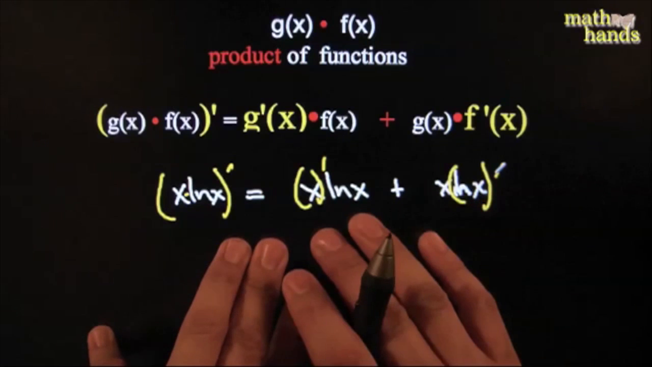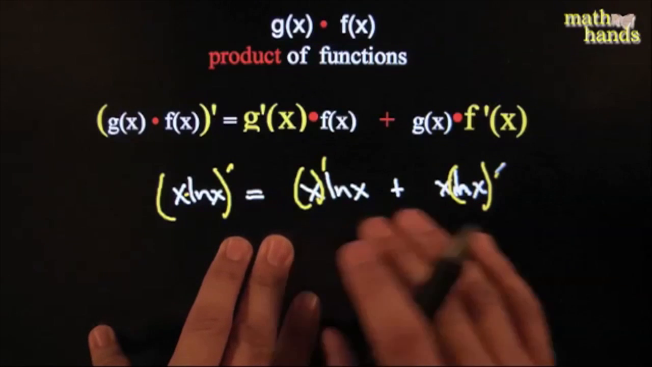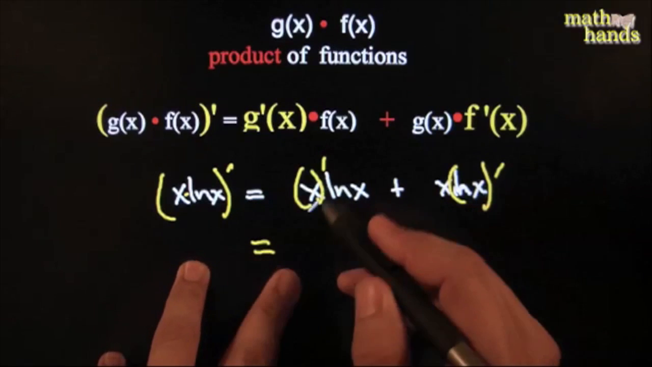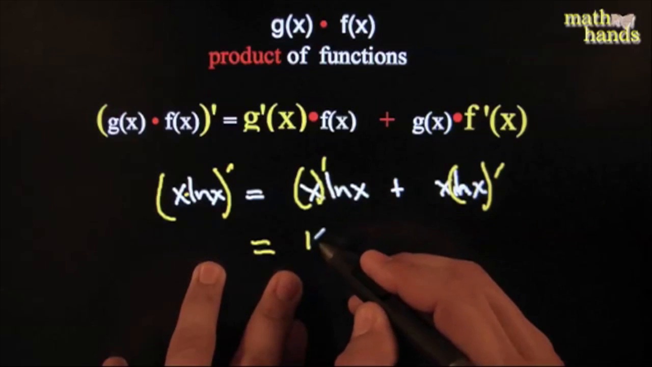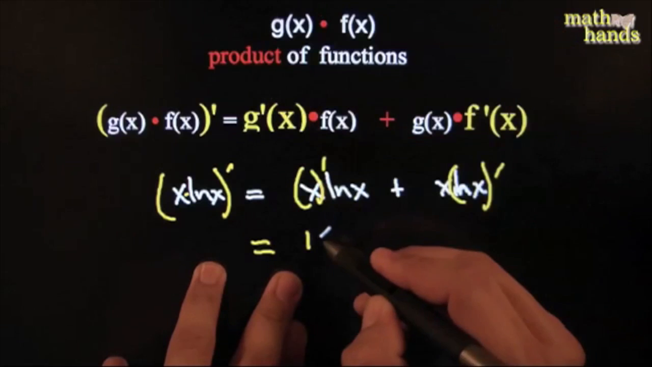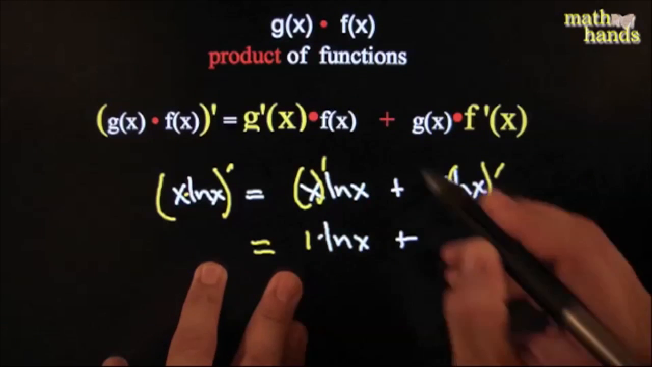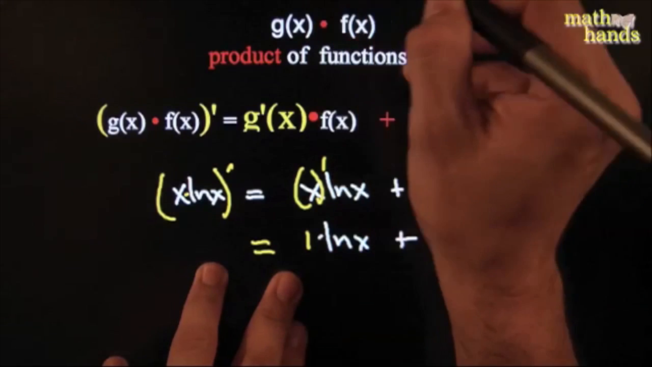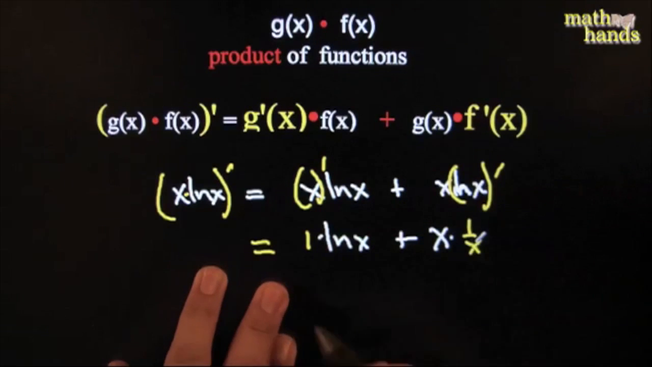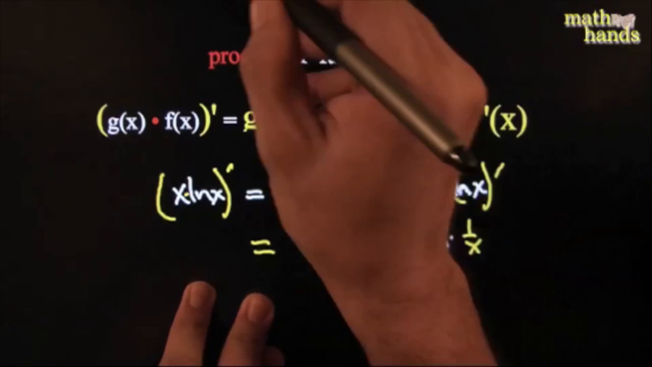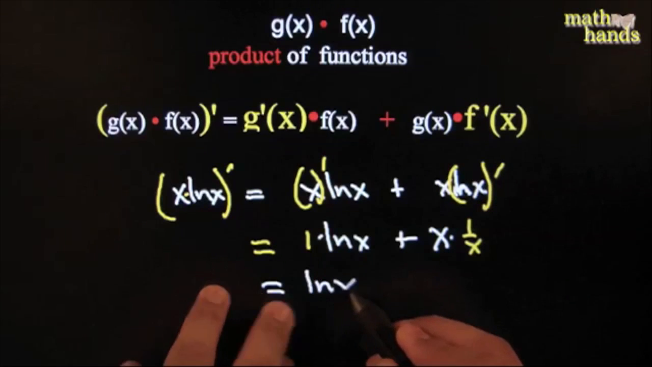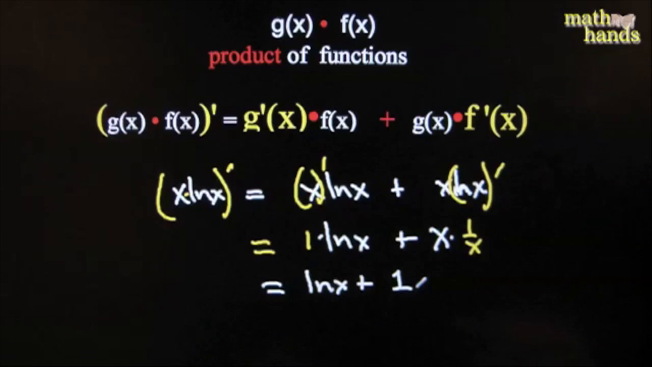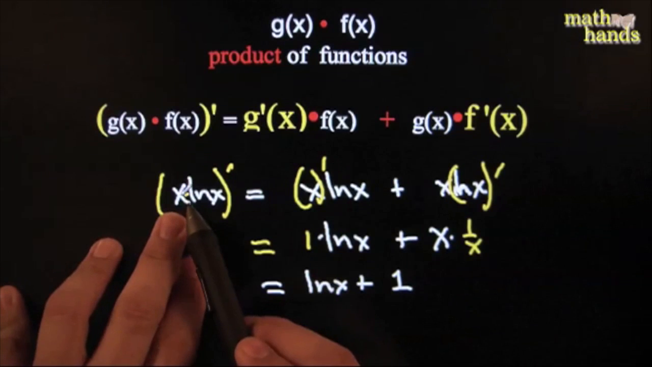This is famous. This is world known. Everybody who is somebody knows the product rule. And then you just do it. The derivative of x is 1 times ln x plus x times the derivative of ln x, well, that would be 1 over x. And so you get that this is equal to ln x plus 1. Just like that. Beautiful, huh? Just follow that.